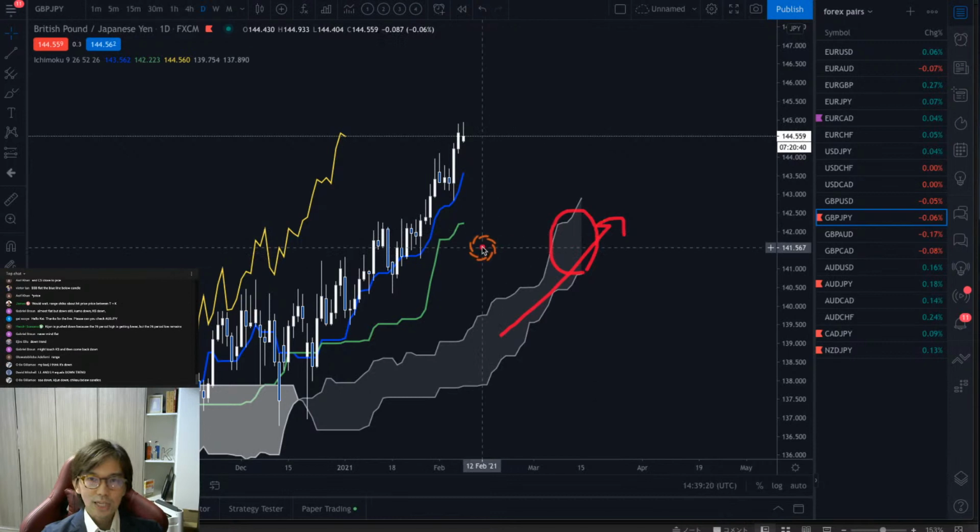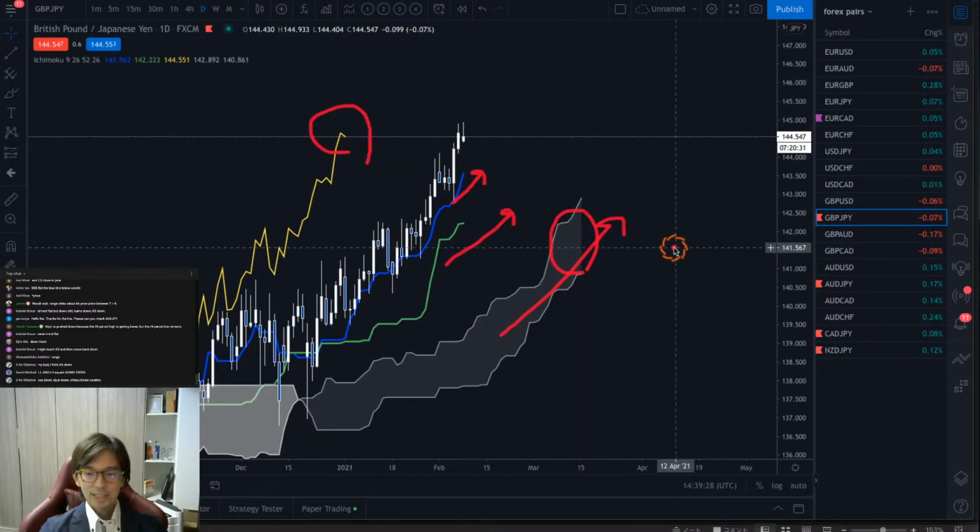And also Kijun Sen technically is moving up and Tenkan Sen is also up and the Chikou span is all the way above the candles. So this is the one that I would look at the lower time frames to look for the buy chance. Yeah, you never look for the sell chance in this one. I will only look for the buy chance on this one. So pound JPY shows a nice uptrend.